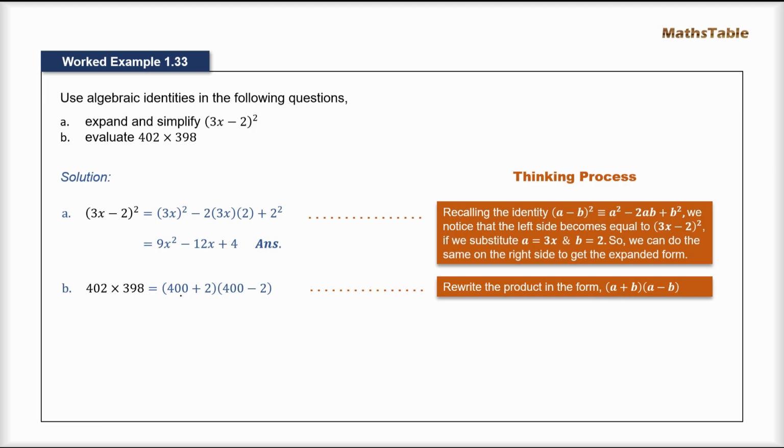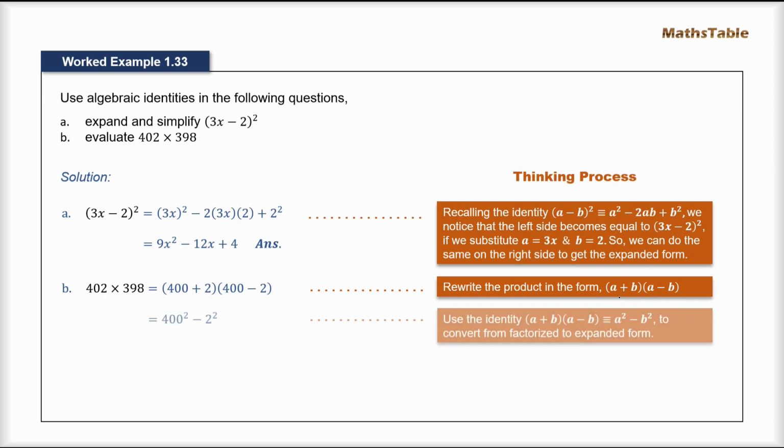Now, based on this rearrangement, we can compare it with the third identity, a plus b into a minus b. Here we can see that in place of a we have 400 and in place of b we have 2. So if we substitute these two numbers in place of a and b into the factorized form of the third identity, we can then convert it into the expanded form, a square minus b square. So in this way, 400 plus 2 times 400 minus 2 can be written as 400 square minus 2 square.